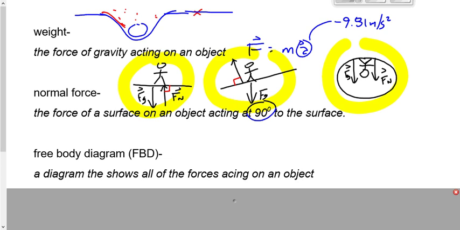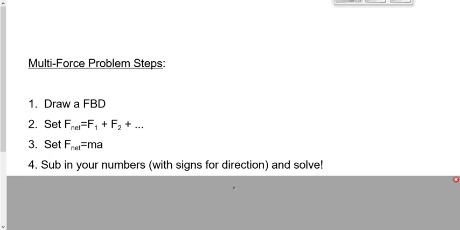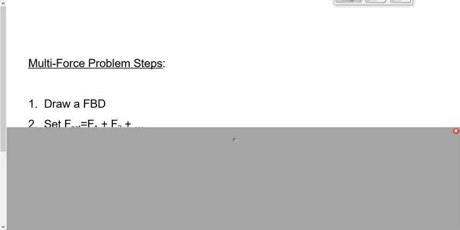Now, I'm going to give you a method or a recipe to solve these problems that involve more than one force. A four-step method, a four-step recipe. And I'm going to ask you, please, at least in the beginning, to follow this recipe to the letter.